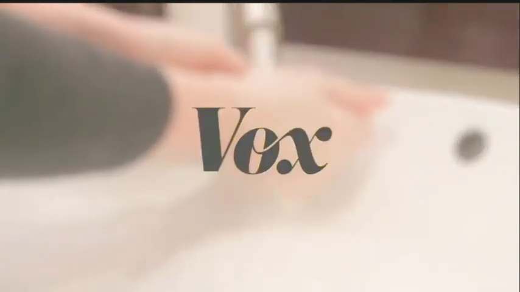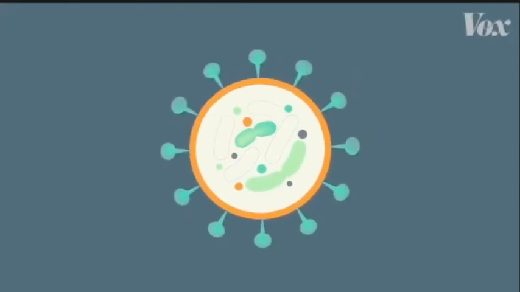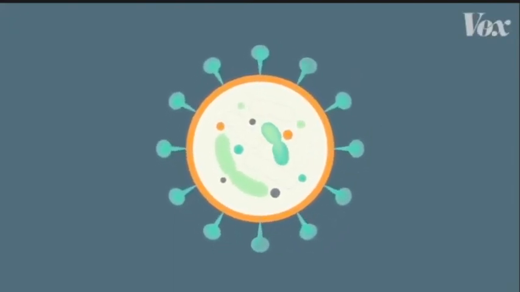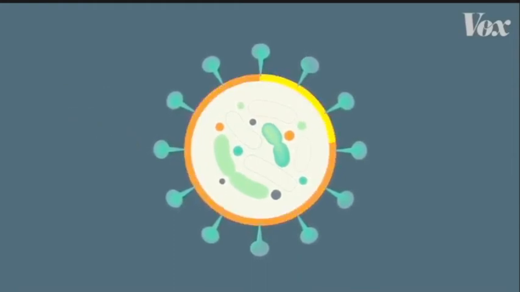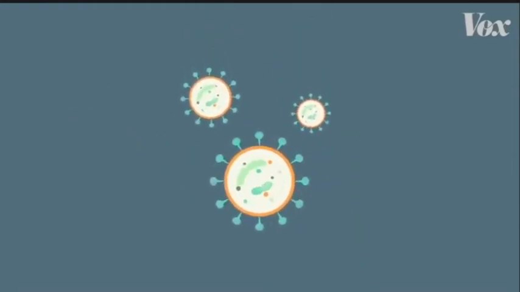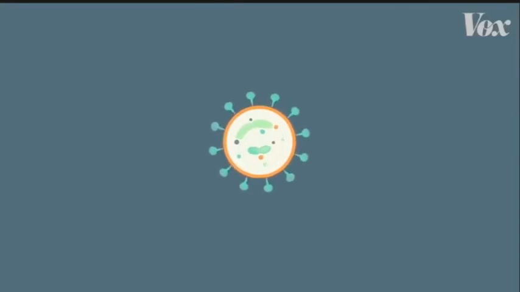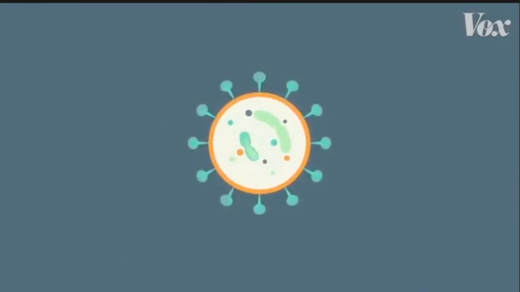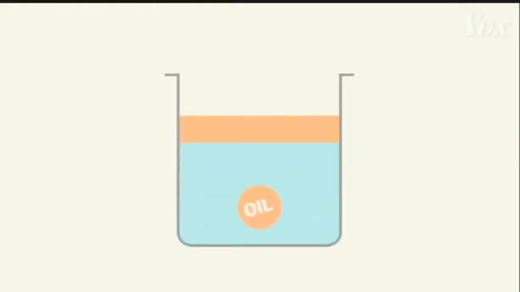Here's how. This is what a virus, like coronavirus, looks like. It's a bit of material surrounded by a coating of proteins and fat. Viruses easily stick to places like your hands, but when you rinse your hands with just water, it rushes right over the virus. That's because that layer of fat makes the virus behave kind of like a drop of oil.